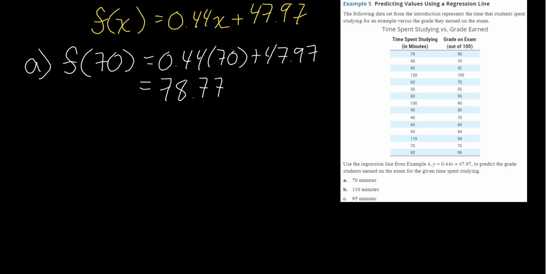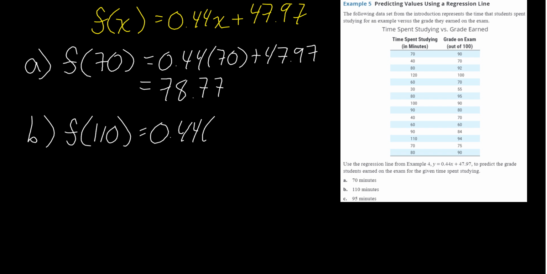And that's how you do all of them. I'm going to go ahead and write these all out real quickly. f of 110, and then I'll put it in the calculator. So f of 110 is just going to be 0.44 times 110 plus 47.97, and we'll put that solution down here in a minute. And then f of 95.